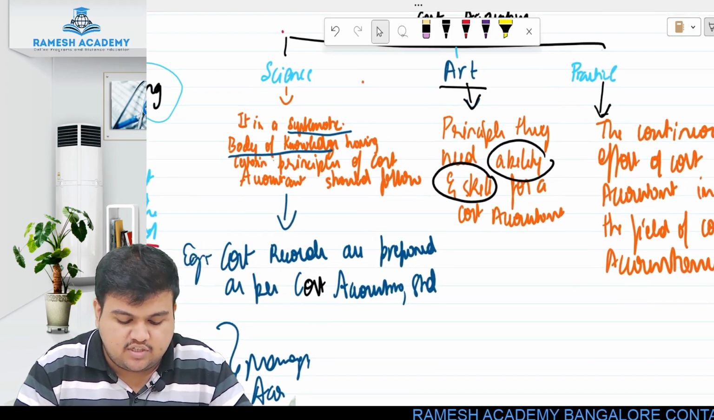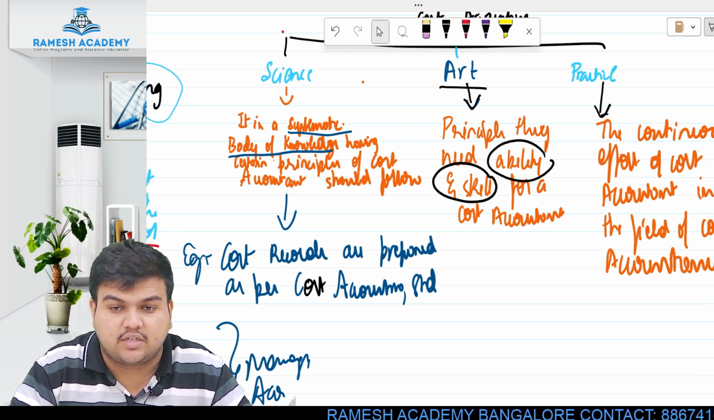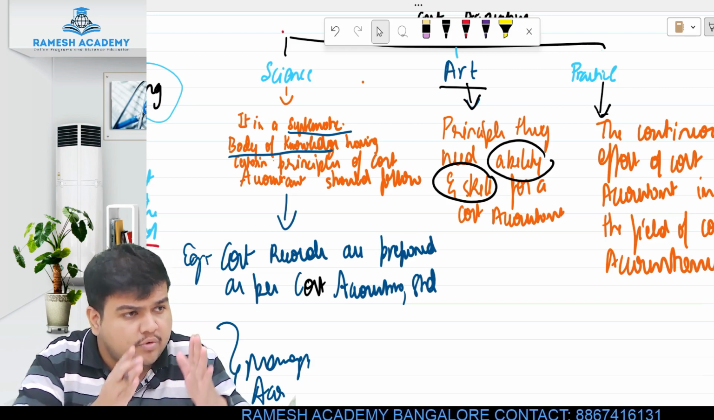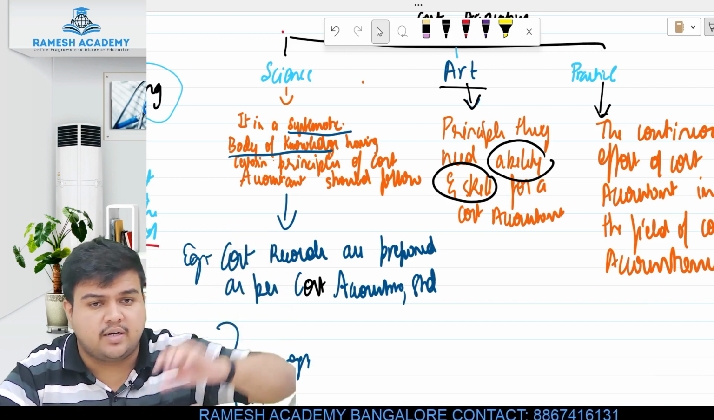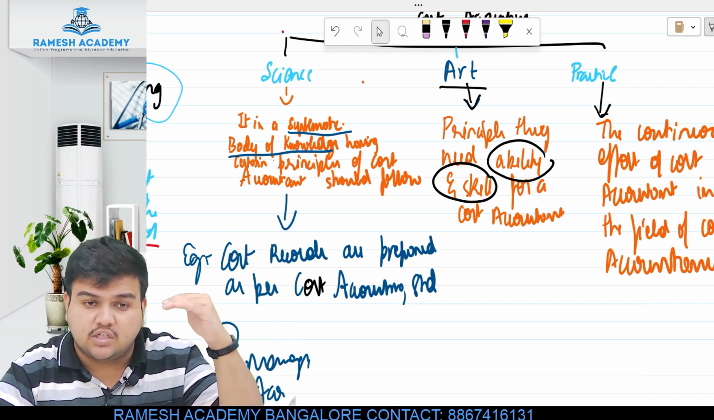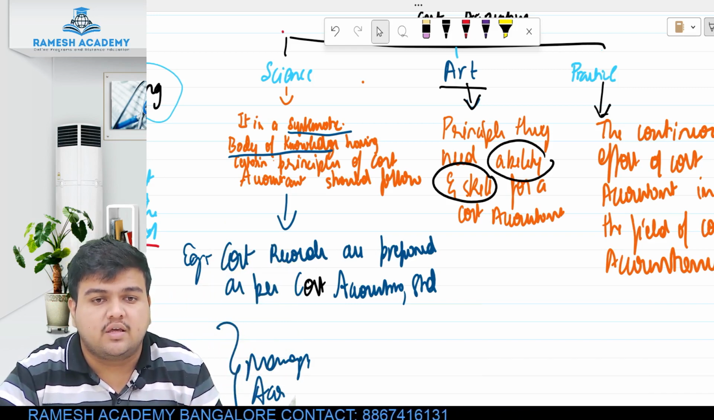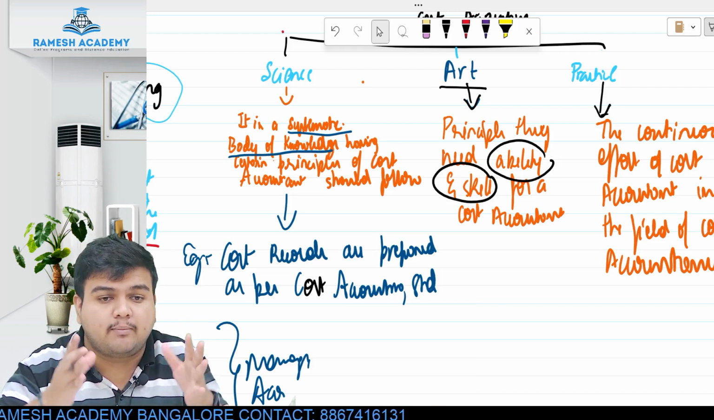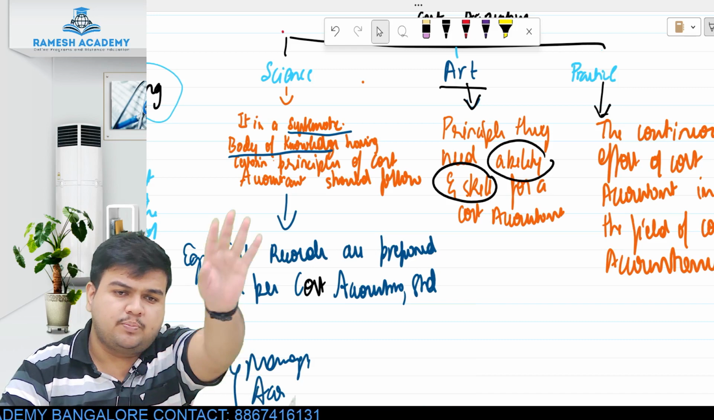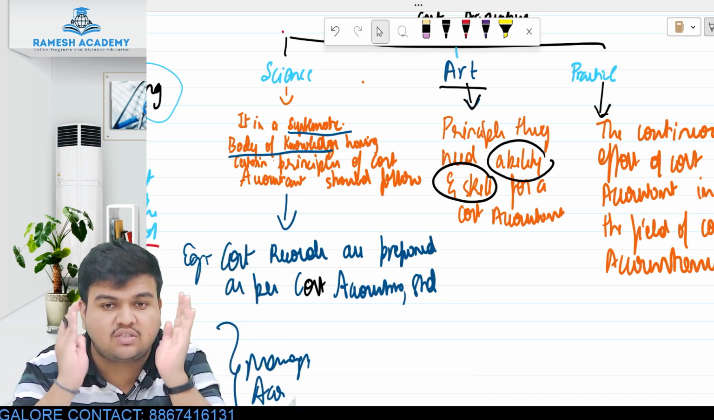Science, because it is a systematic body of knowledge having certain principles of cost and cost accountancy that the accountant should follow. You have a certain order in how you prepare a cost sheet, a certain format: prime cost, then overheads, everything. You have certain rules and regulations, and a cost accounting standard for each and everything. You are bound by such a systematic body of knowledge. It is not like you can prepare your own cost sheet. No, you have certain rules and regulations. So it is called science.